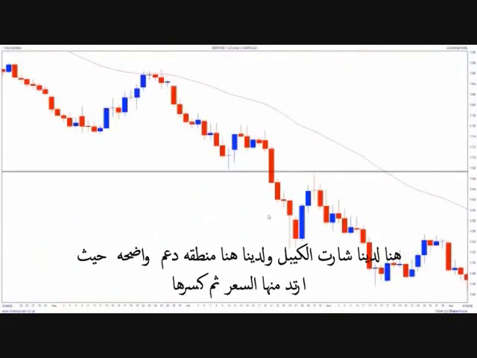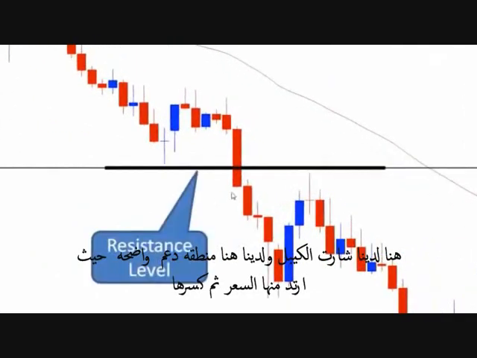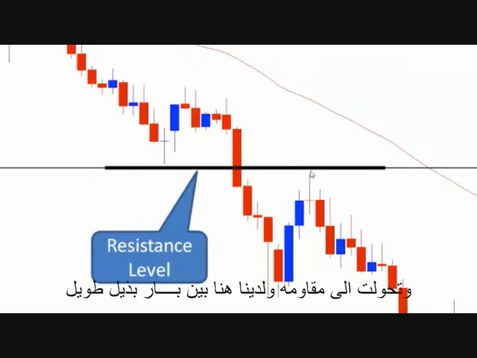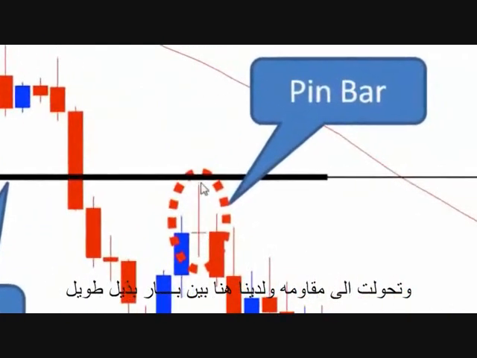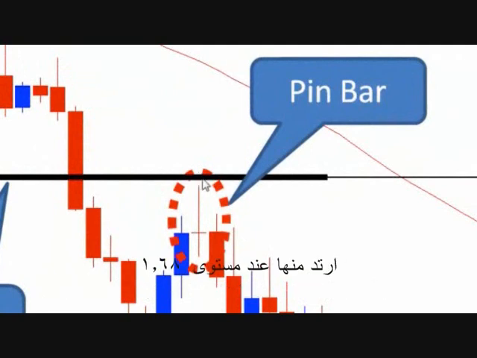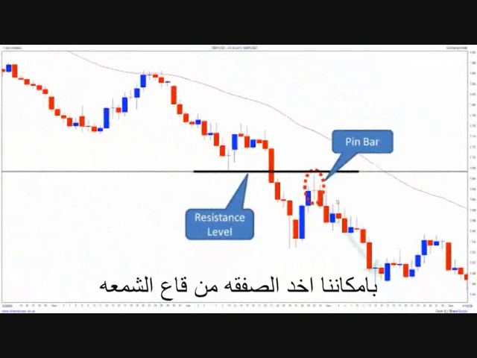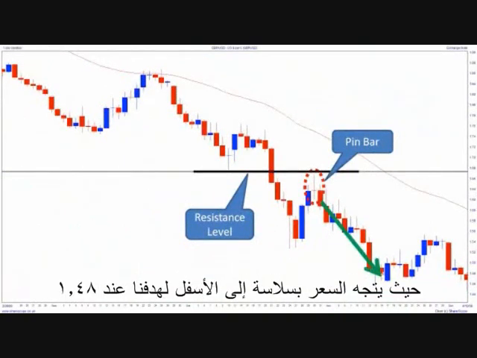Here we have a chart of the GBP/USD sterling, and we've got a clear support-come-resistance level. So as we come down, it was support, it breaks through, and that support turns into new resistance on the other side. And here is our pin bar. We've got a nice long wick rejecting that upper level just short of 1.68. We can then take the trade on the break of the low of the candle, moving nicely down to 1.48 for some solid profit.